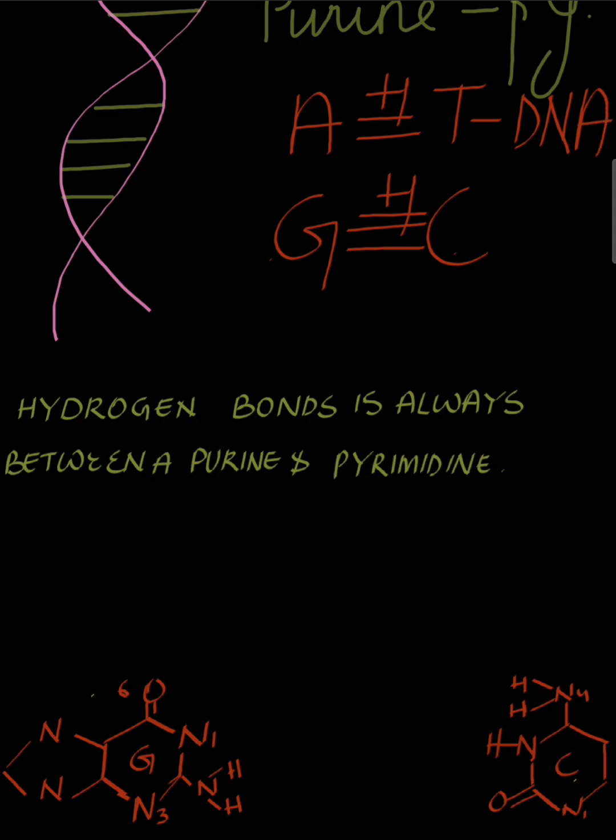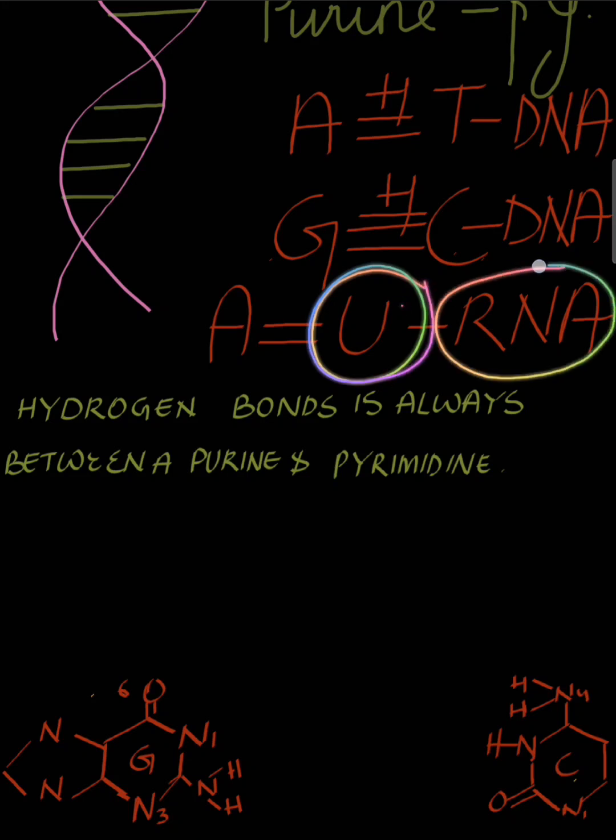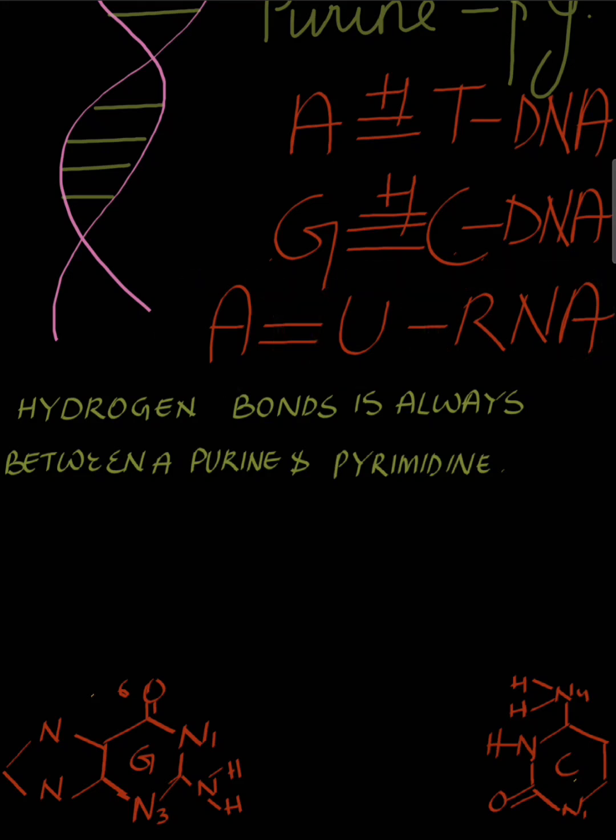When we talk about RNA, in RNA, adenine always forms bond with uracil. But when we talk about guanine and cytosine, this is similar in DNA and RNA both, and the only distinct part is that uracil. Uracil is only found in RNA and it forms bond with adenine. So I hope you're clear about this one, right?